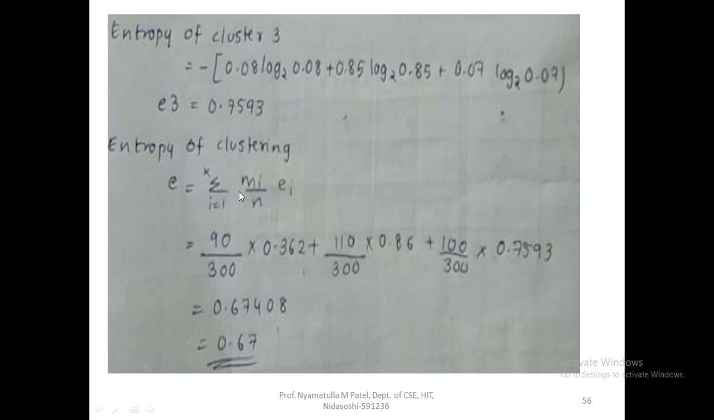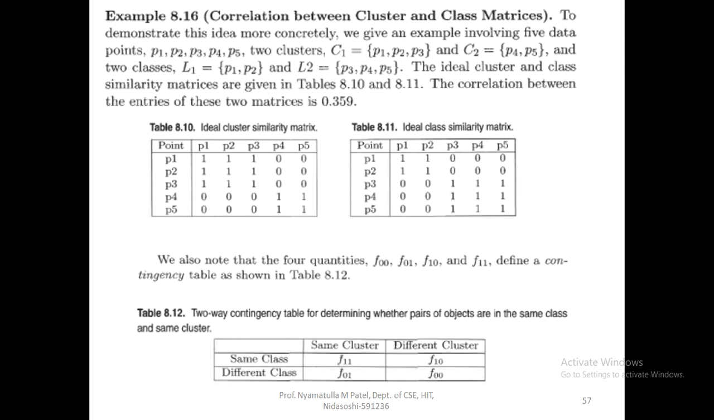It is equal to the summation over i equal to 1 to k of m_i by n into E_i. Here m_i is the total number of points in cluster i, and n is the total number of points in all three clusters. So, 90 divided by 300 into 0.362, which is the entropy of cluster 1. Then 110 is the number of points in cluster 2, divided by the total number of points, into 0.86, the entropy of cluster 2. Then 100 is the number of points in cluster 3, divided by the total number of points, into 0.7593, the entropy of cluster 3. That gives 0.67.